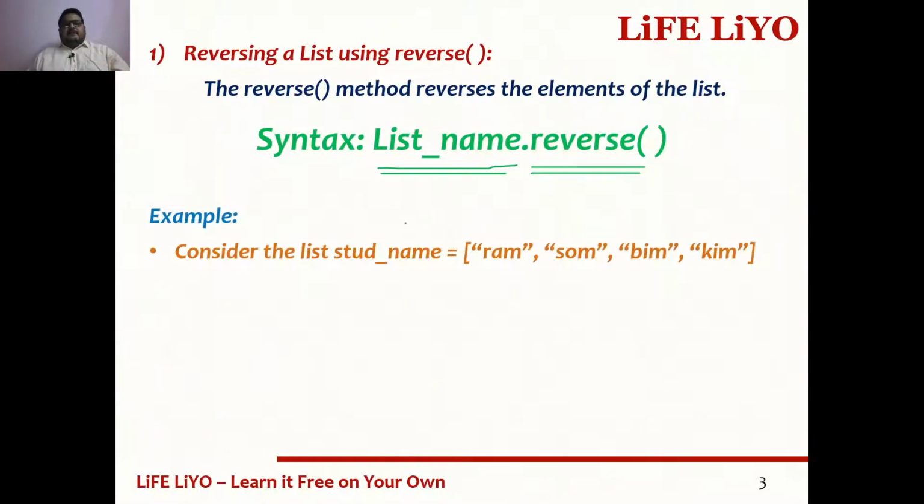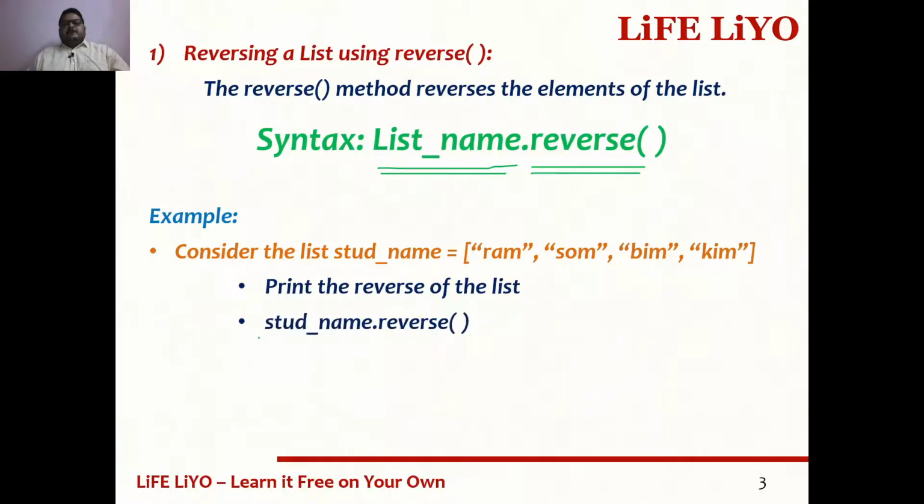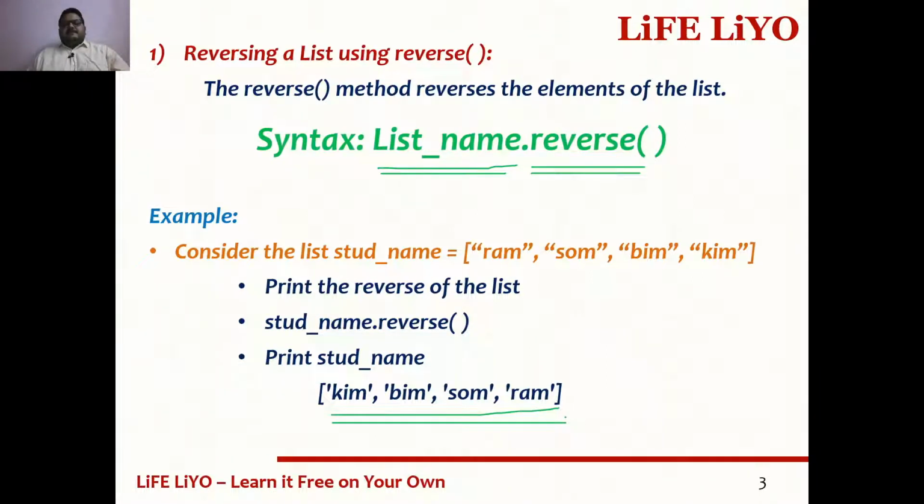As another example, consider the list student name: Ram, Som, Bim, Kim. To reverse the list, simply write student name dot reverse. Then print student name, and we are going to get the reversed list.